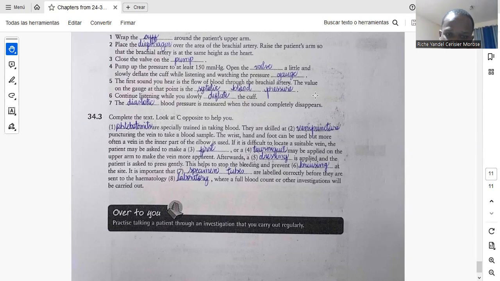or a tourniquet may be applied on the upper arm to make the vein more apparent. Afterward, a dressing is applied and the patient is asked to press gently. This helps to stop the bleeding and prevent bruising at the site. It's important that specimen tubes are labeled correctly before they are sent to the hematology laboratory, where a full blood count or other investigation will be carried out.